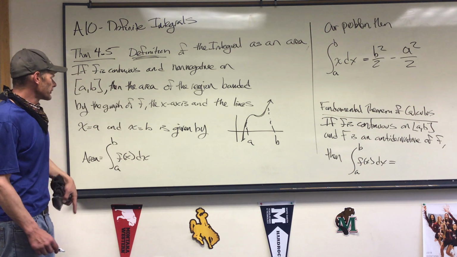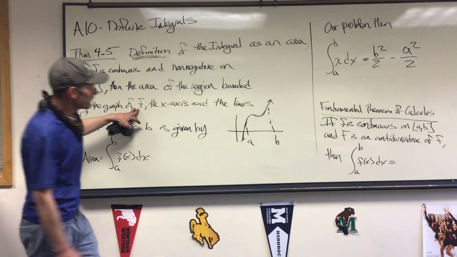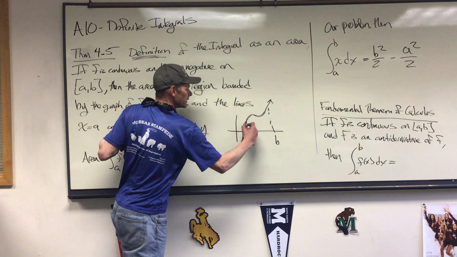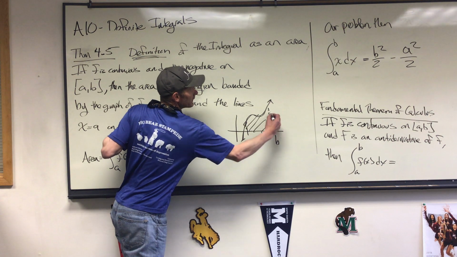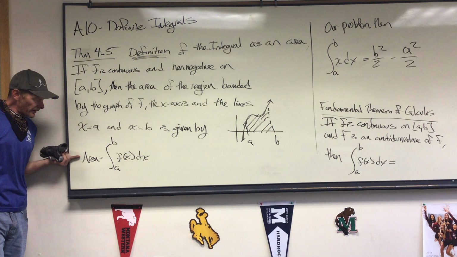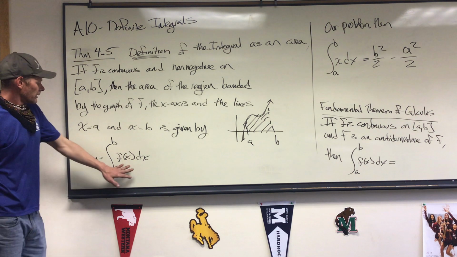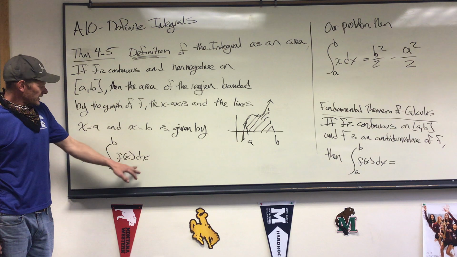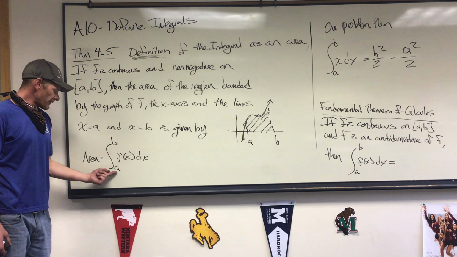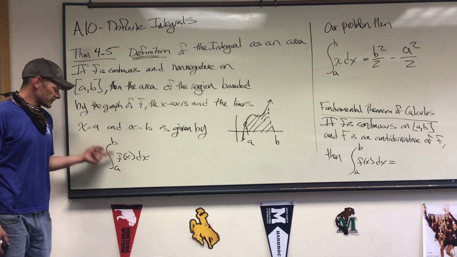Then the area of the region bounded by the graph of f, the x-axis, and the vertical lines x equals a and b, this area is given by this notation. It says the area is equal to the integral of f of x dx from a to b. This is called a definite integral. It's a definite integral because it has bounds on it.